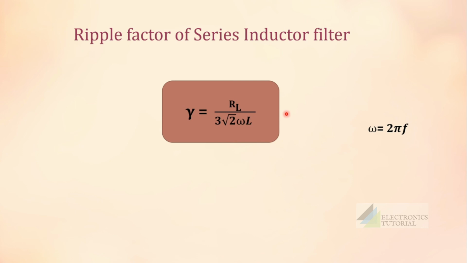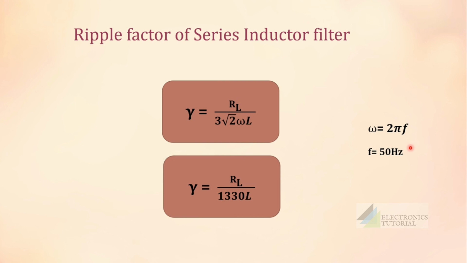The level of ripples has been made very low, and it is calculated by the equation: ripple factor is equal to RL divided by 3 root 2 omega L. Omega can be related to frequency as 2 pi f, and the usual frequency used is 50 Hz. So we can reduce this equation as RL by 1330 L. Here, RL is the value of the load resistance and L the inductance.